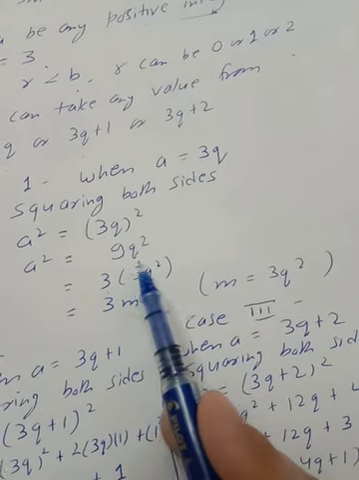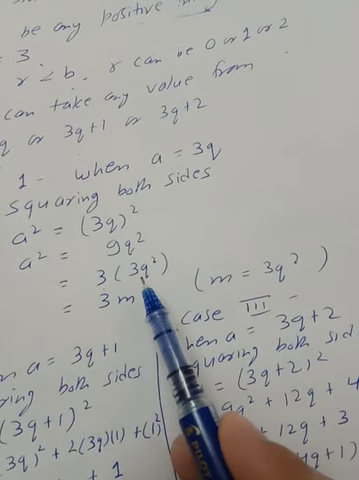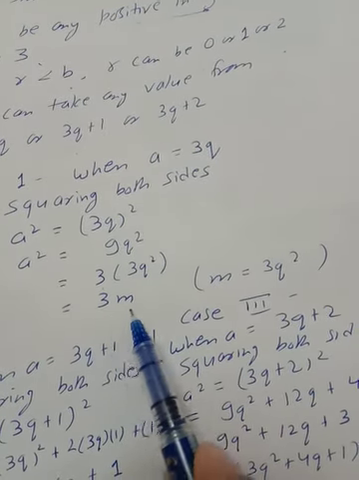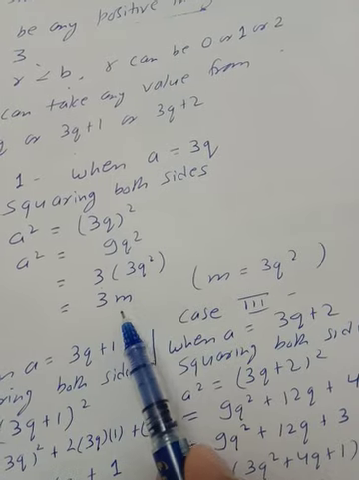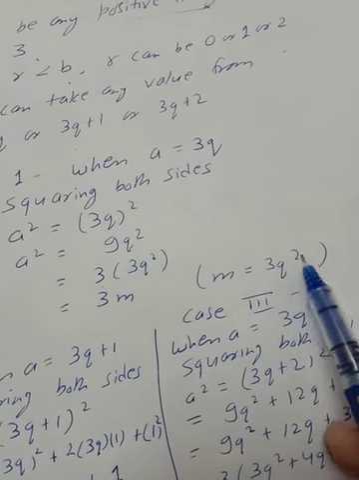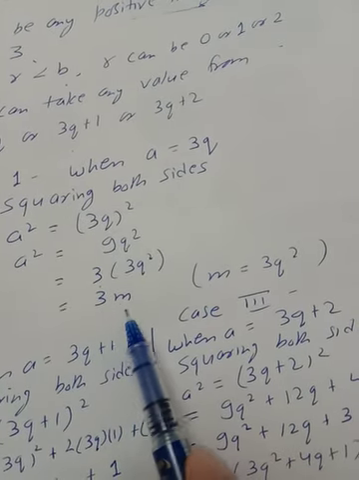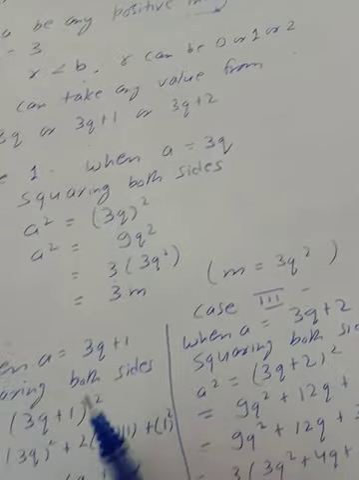So 3 is taken as common, and what is left is 3q square. So this complete value can be written as m. So we get the answer of 3m, where m is 3q square. In every case, this value of m changes, but we get the answer in the form of 3m or 3m plus 1.